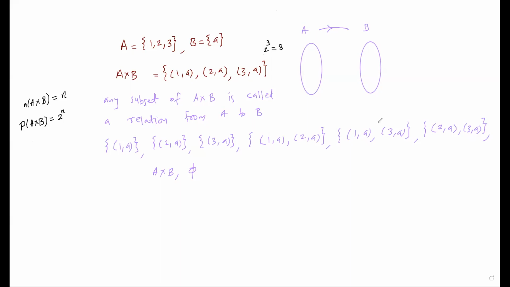So for a particular example, take any one relation, like this one. For a picture, you can show it like this: 1, 2, 3, and your B is only one element, a. So you can see pictorially it is like 1a, then 3a. You can show this pictorially. I'm just showing this relation. Like that, every relation can be expressed in pictorial form.